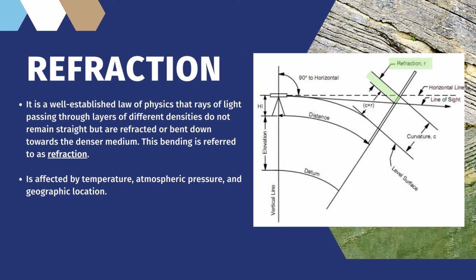Let us proceed to refraction. Refraction is a well-established law of physics that rays of light passing through layers of different densities do not remain straight but are refracted or bent down towards the denser medium. This bending is referred to as refraction. That includes the LOS through the instrument's telescope. The denser the atmosphere, the more the LOS is bent. This is affected by temperature, atmospheric pressure, and geographic location. When seeing longer distances, our LOS begins at the density condition of the device and bends downward as it passes through a progressively denser atmosphere towards the target.